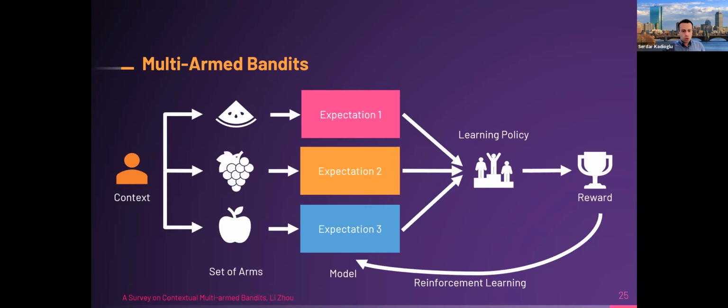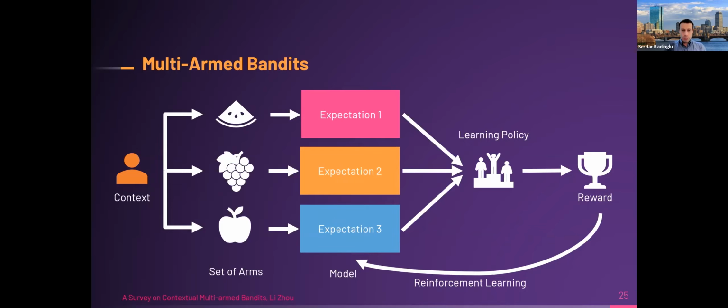Upon making a choice using maybe some specific learning policy, we observe a reward. So we order something, we like it or we don't like it. And then there's a feedback loop that updates our expectations about these decisions so that we can make the next decisions. These problems are typically referred to as online sequential discrete decision-making problems. And one way to address them is to use multi-armed bandit algorithms.